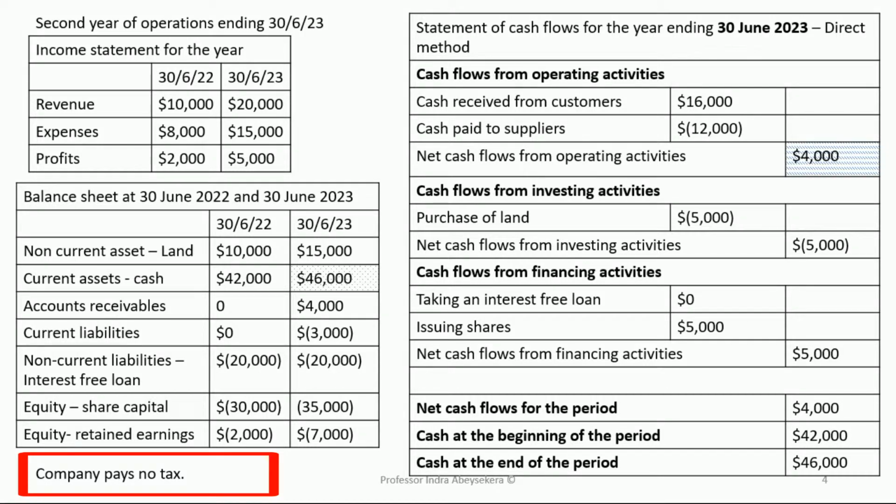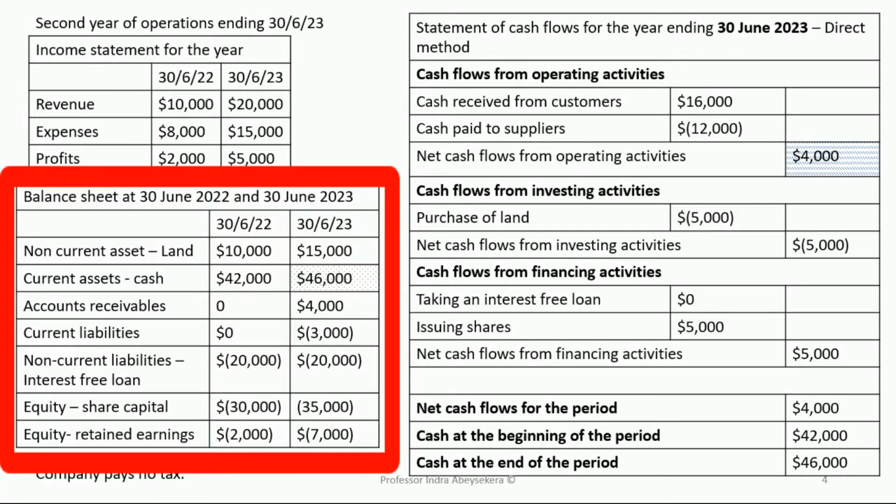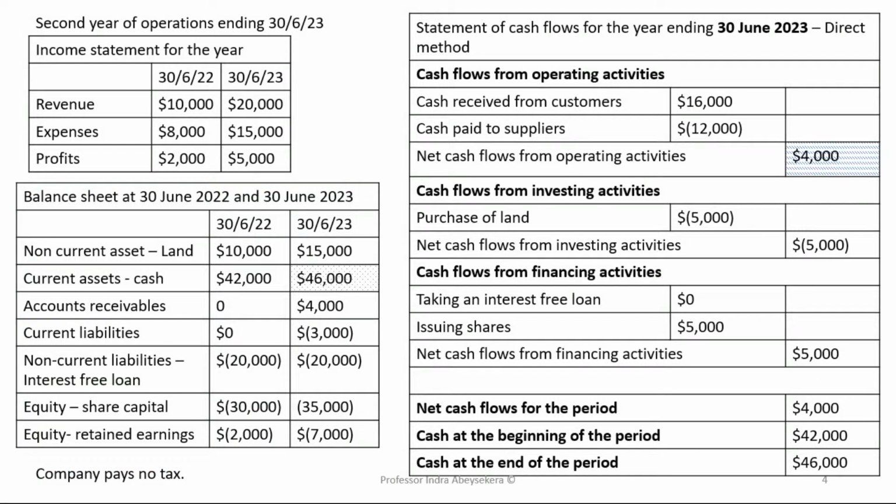no tax. And then we are also given the balance sheet for the previous year that we already had, and then the current year as well. We can see that the non-current assets of land has increased due to a purchase, and the current assets of the cash has increased to 46,000. But in our statement of cash flows, we have to show that 46,000 is the reconciling number with the balance sheet 46,000 final cash balance.